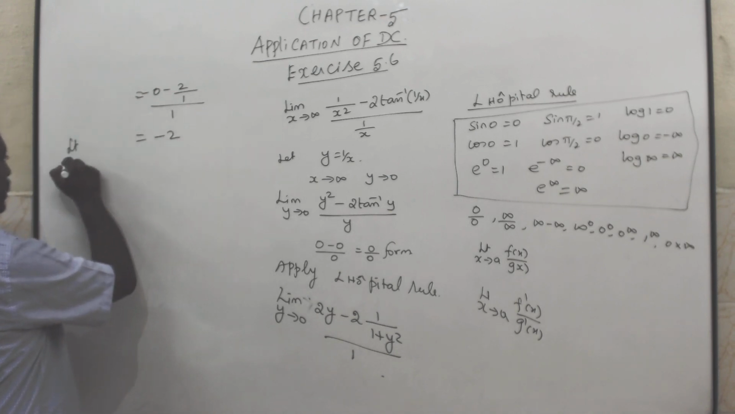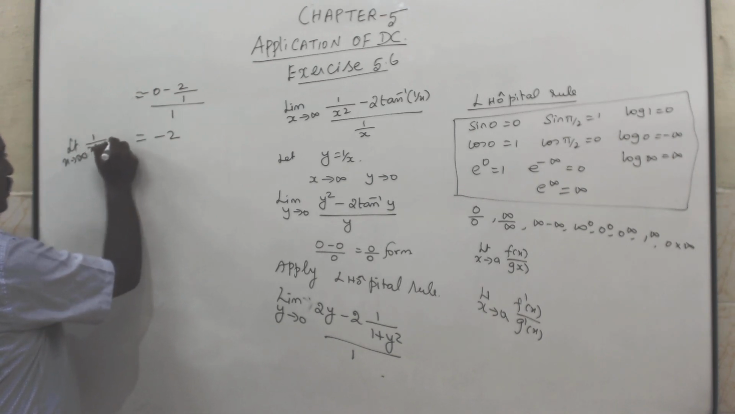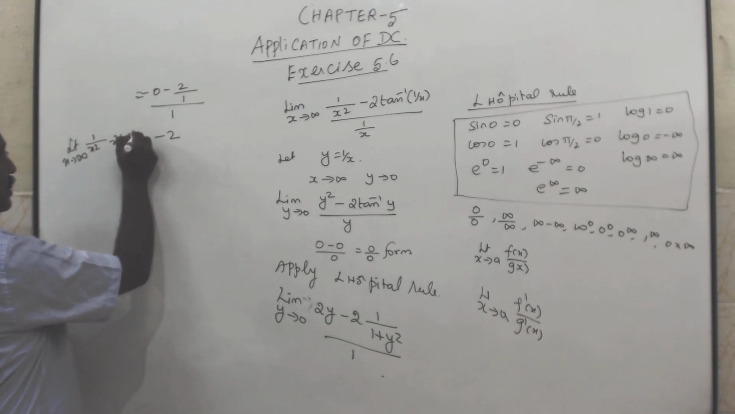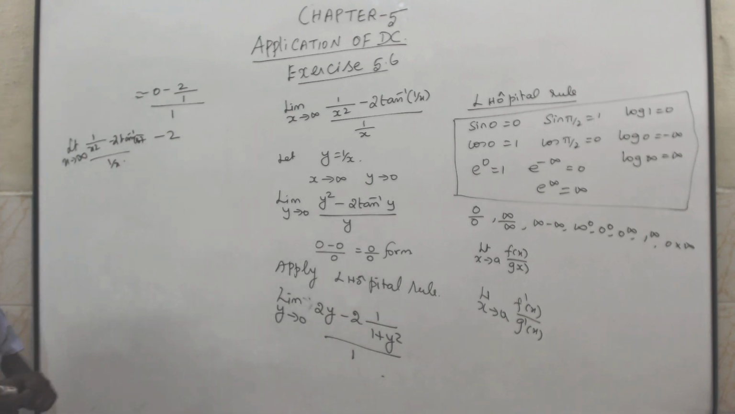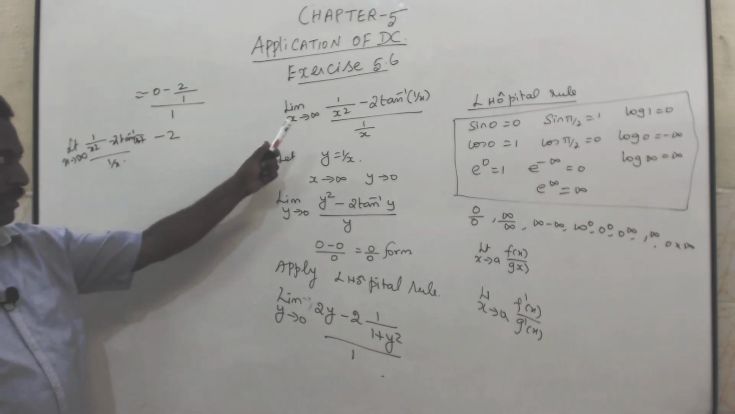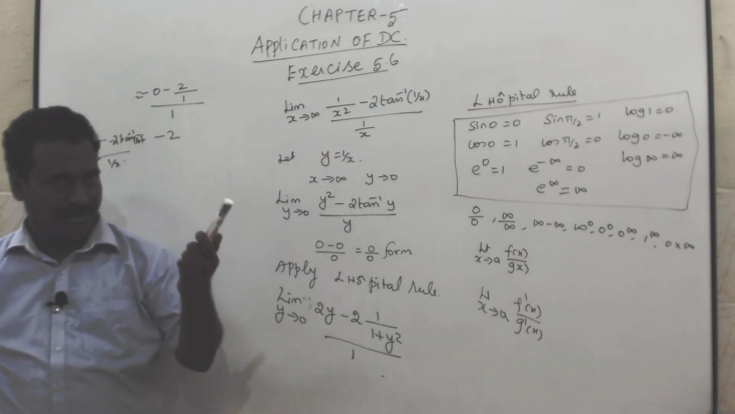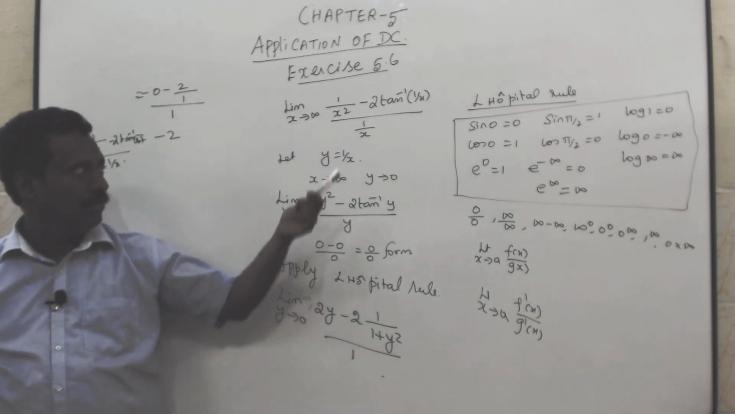Left hand side, limit x tends to infinity, 1 by x square minus 2 tan inverse of 1 by x divided by 1 by x. That is the problem given. Is it clear? Here, because of 1 by x square, we can't solve it directly.